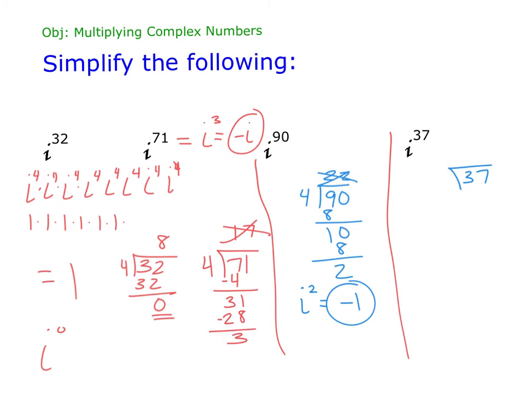All right, last one on this page, 37. So 4 goes into 37 9 times. 1 left over. Again, we don't need our 9. 1 is our new exponent. i to the 1st, that's just i.